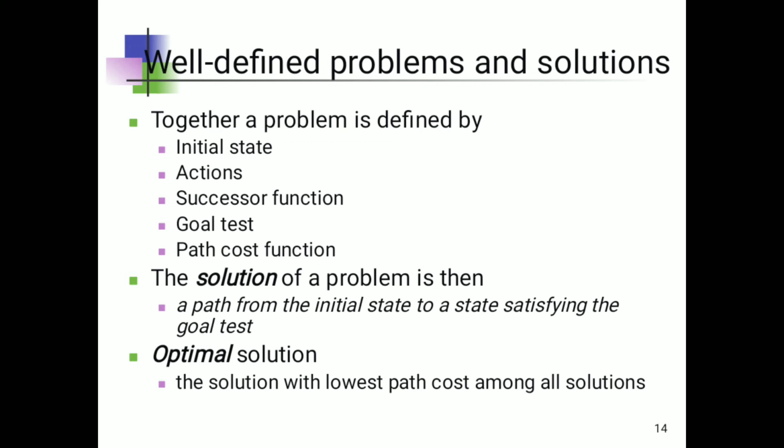The solution of a problem is then a path from the initial state to a state satisfying the goal test. So what will be our aim or what will be our solution? That we have to reach from the initial state to a state which satisfies the criteria for the goal test. And an optimal solution is what? The solution with the lowest path cost among all solutions. So we have to explore all the possible paths, and the path which has the lowest path cost gives me the optimal solution.